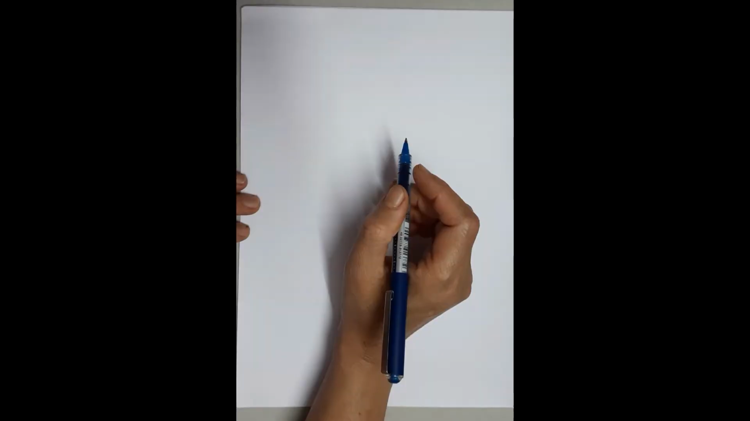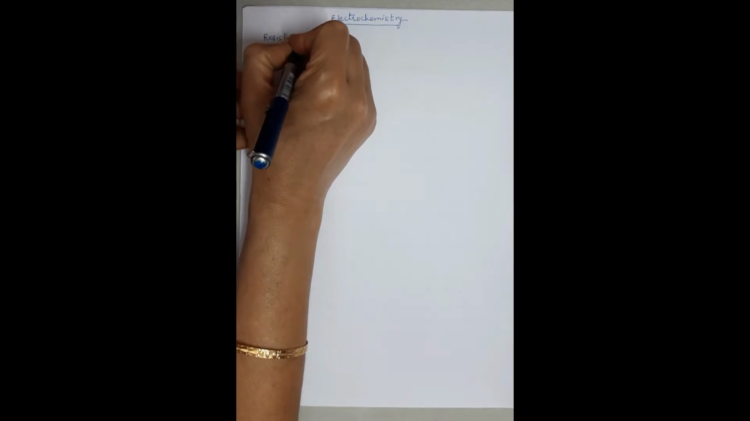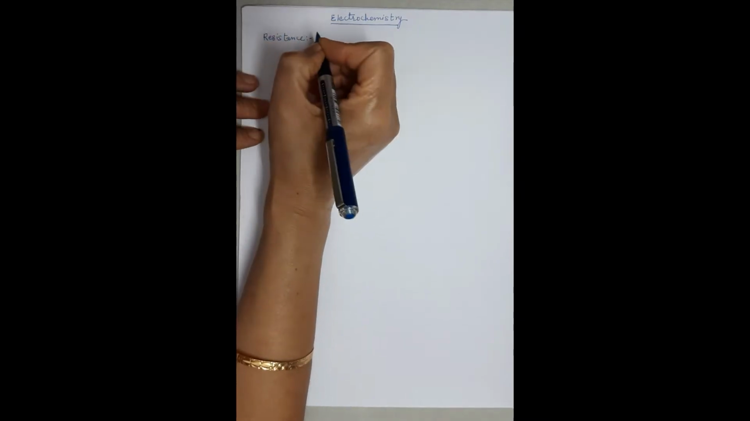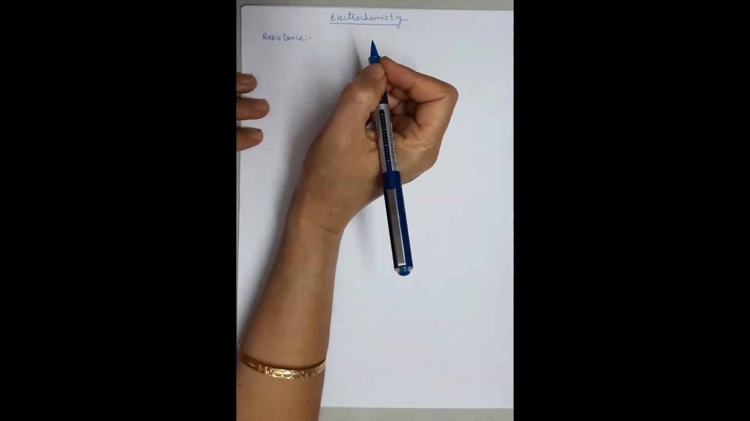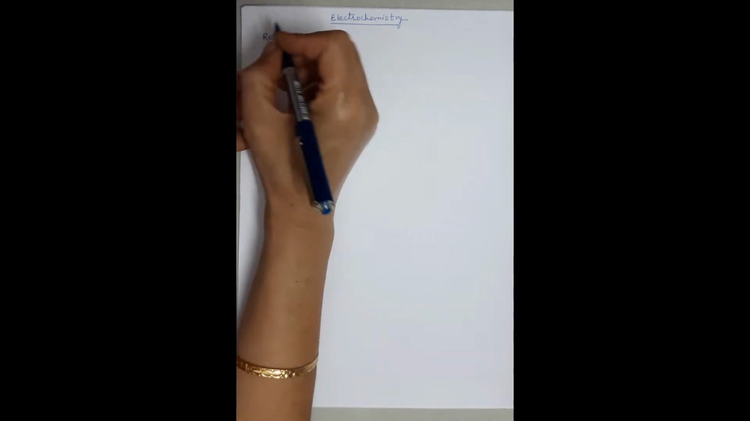So now we'll start with the second part of the chapter. Before starting with today's topic, I would like to discuss some terms. One of the terms is resistance. Every conducting material offers some obstruction to the flow of electricity. It doesn't allow the flow of electricity freely, which is called resistance.